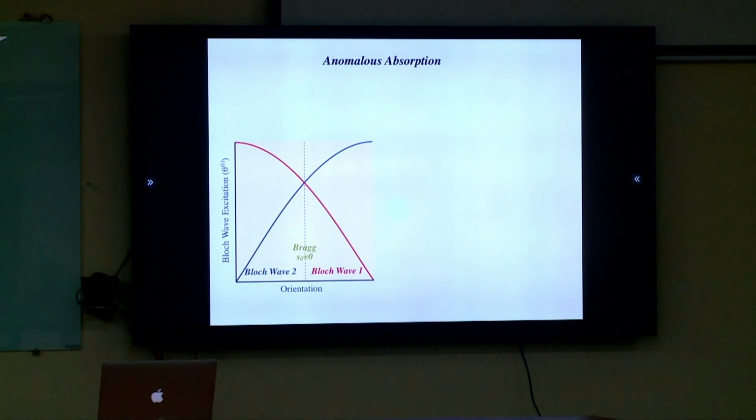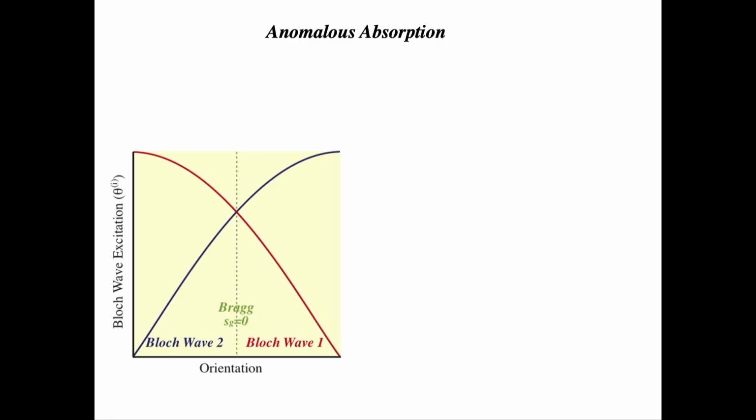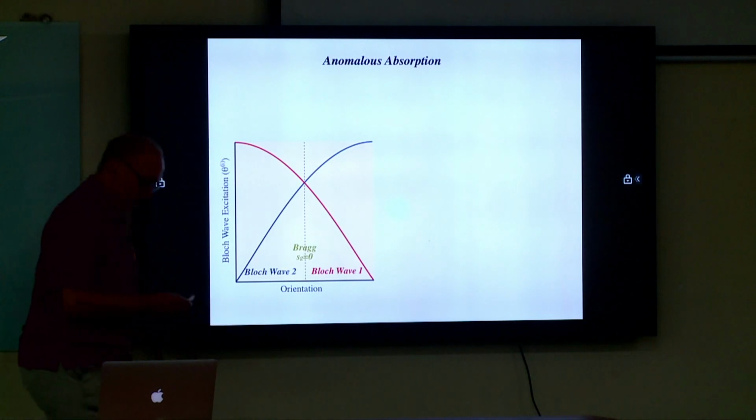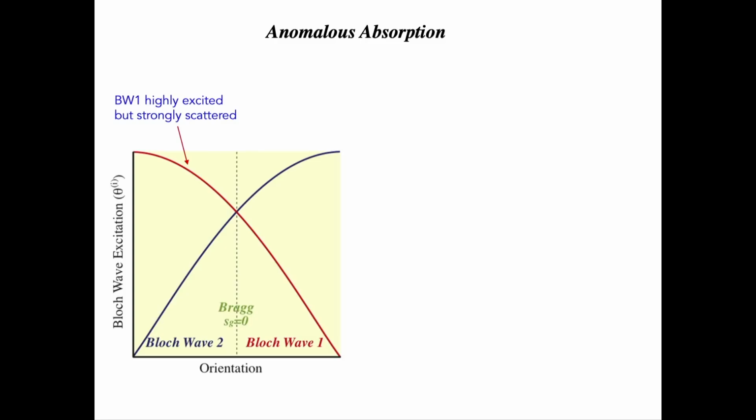That was the prediction for our excitations, right? At negative deviation from Bragg, we would have Bloch wave 1 highly excited, and Bloch wave 2 very lightly excited, and vice versa for our positive deviation from Bragg. So Bloch wave 1, highly excited, strongly scattered. Bloch wave 2, highly excited, but lightly scattered.